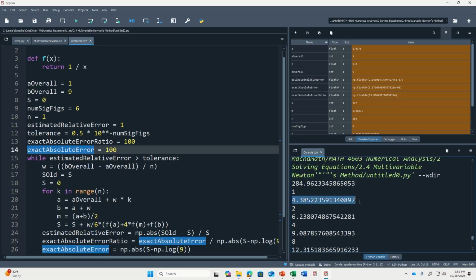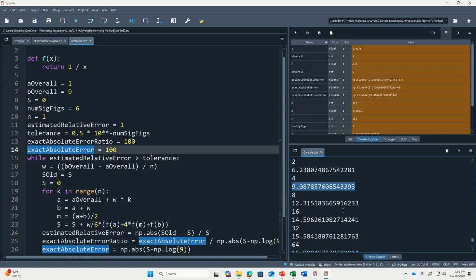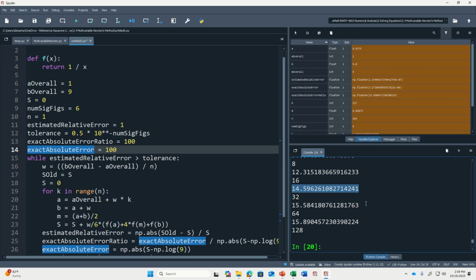Okay, but this only decreased by a factor of 4, then it decreased by a factor of 6, then a factor of 9, then a factor of 12, then a factor of 14.5, then a factor of 15.6, and then a factor of 15.89. I actually really like this as an exercise. So you can see why we say it's asymptotically proportional to 1 over n to the fourth, because the error wasn't always decreasing by a factor of 16.